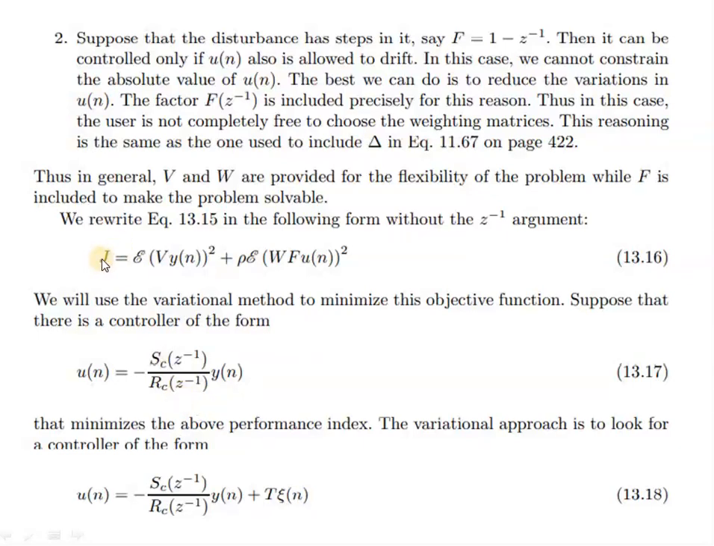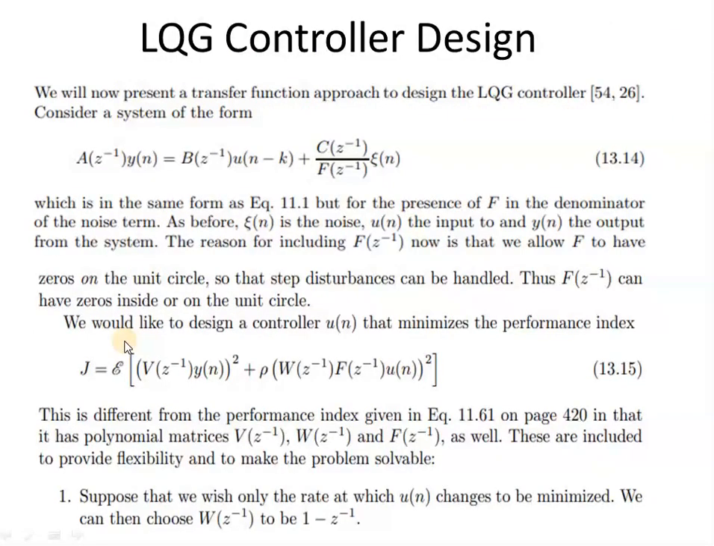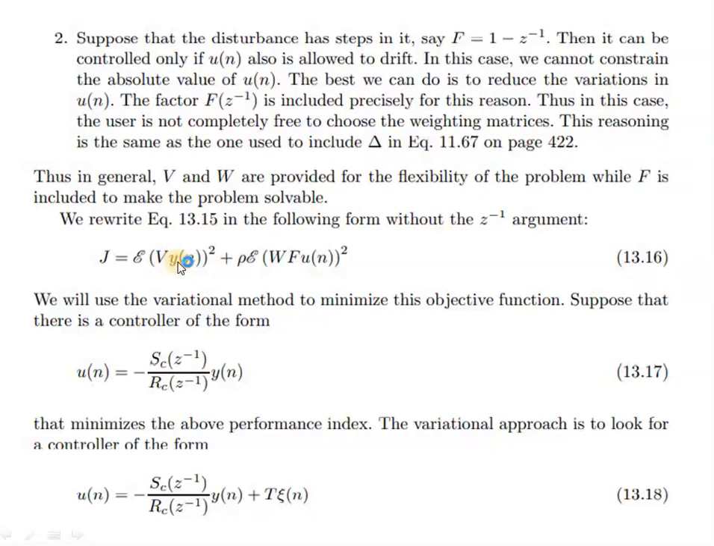Here you can see the performance index, and this is the same performance index that we have seen previously, reproduced with z^-1 as the argument. Now we have to minimize this performance index. While minimizing it, in LQG controller design we use another method, that is the variational method. Let's see how we minimize this performance index.